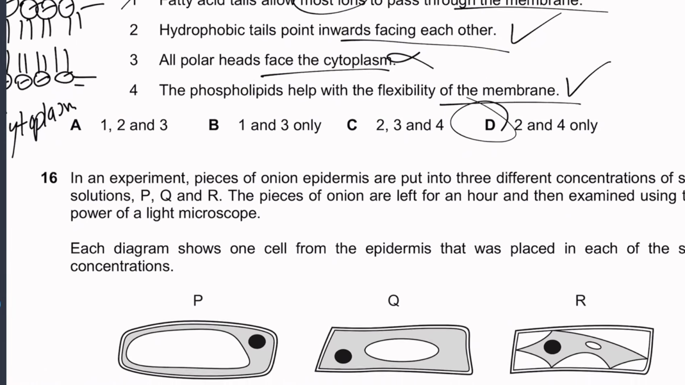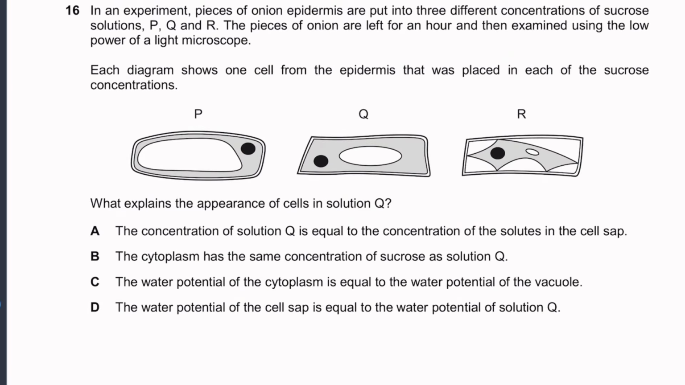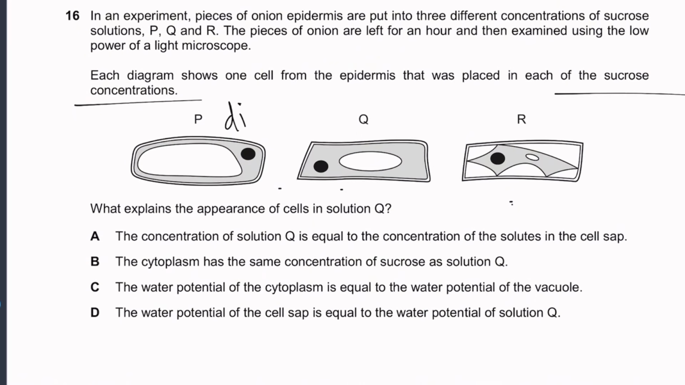In an experiment, pieces of onion epidermis are put into 3 different concentrations of sucrose solutions, P, Q, and R, and the pieces of onion are left for an hour and then examined under the low power of a light microscope. Now each diagram shows the cell from the epidermis that was placed in each sucrose concentration. You can see how, for example, in P it's turgid, and that's probably because it's placed in something like distilled water. In Q, we can see it's a bit flaccid, which means it's placed in an isotonic solution, so the water potential outside equals the water potential inside.